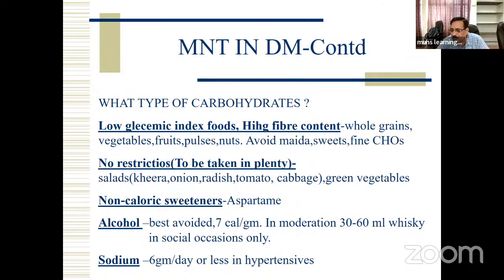You have understood like that. But the sweets, particularly honey and jaggery, are the ones you should avoid. You should promote whole grains, vegetables, fruits, pulses, and low-cholesterol nuts, particularly almonds. There are no restrictions on salads, particularly cucumber, onion, radish, tomato, cabbage, and greens.